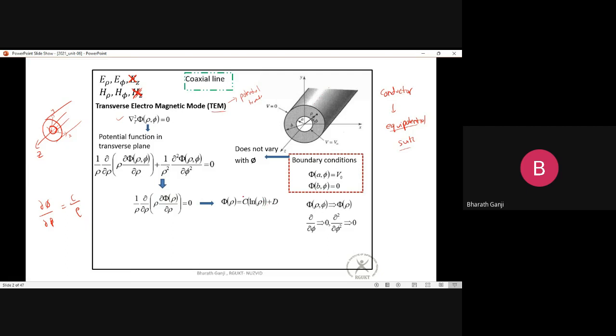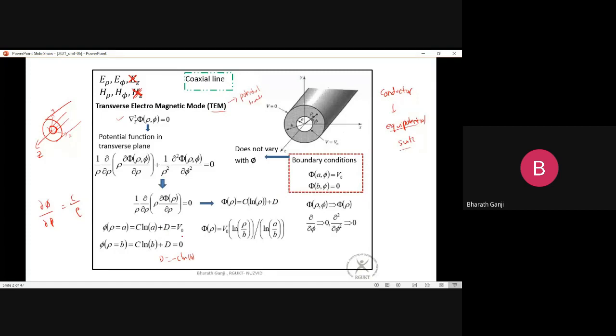Now to calculate these constants, let us substitute the boundary conditions. At rho equal to a, the inner conductor, the potential is V0, so C times ln of a plus D should be equal to V0. The outer conductor at rho equal to b has potential zero, so C times ln of b plus D equals zero. From here, I can say that D is equal to minus C times ln of b, and I can put it there.